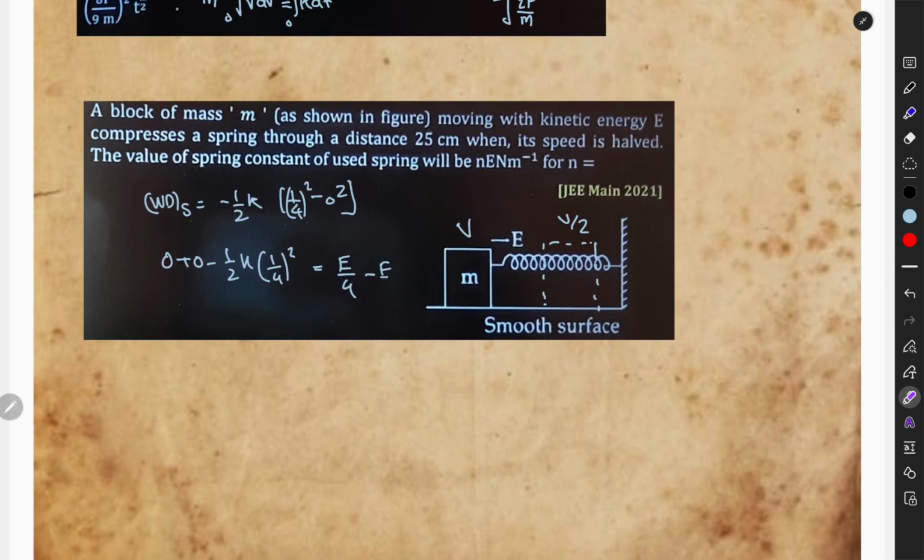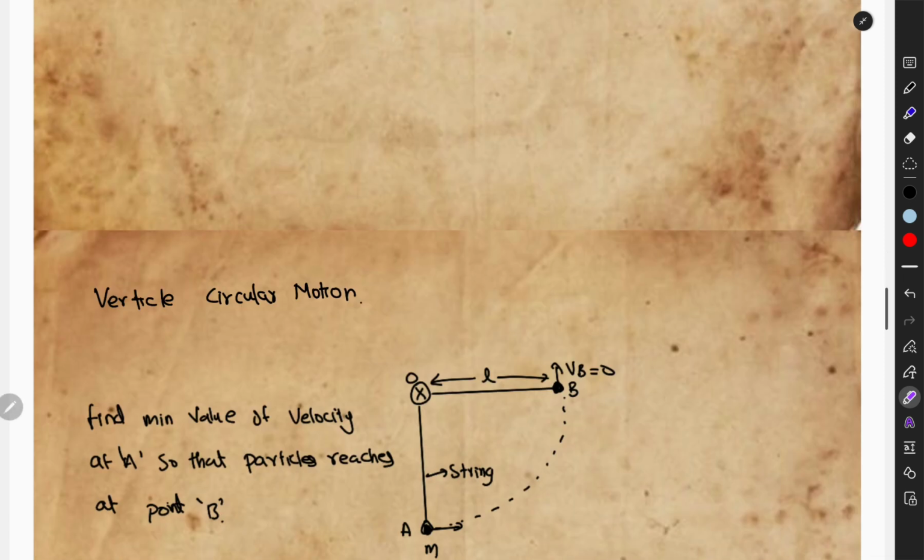A block of mass m is moving with the kinetic energy E, and compressing the spring. As the speed has been halved, the final velocity will be equal to 0, and the compression of the spring will be taken as 25 centimeter, and the initial compression we can assume is 0. Whenever we take the compression, it should be in meters when we apply the formula of work done by the spring. So do it and get the answer.